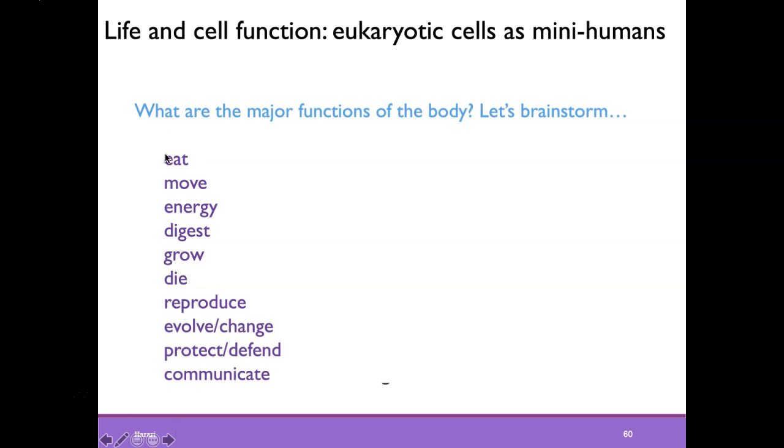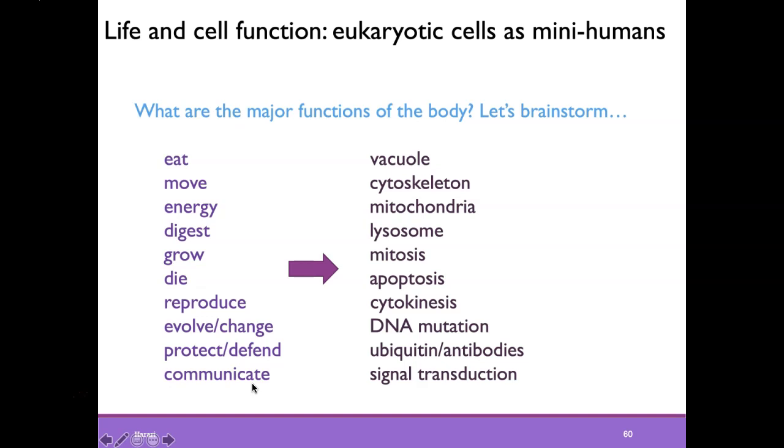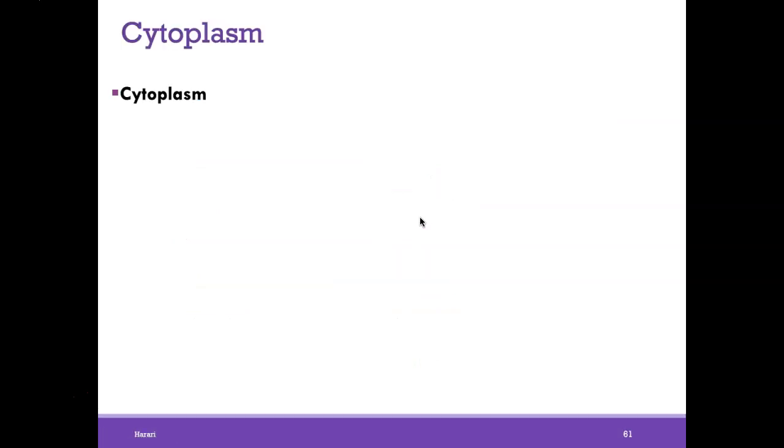And for every activity, for every function that's required of a body, the same happens on a smaller scale within the cell. So eukaryotic cells have organelles, just like humans have organs. And it's interesting and important to try to come up with analogies. For every organ of the human body, there's a comparison of an organelle inside of a cell that does an analogous function. So let's start by talking about the cytoplasm.